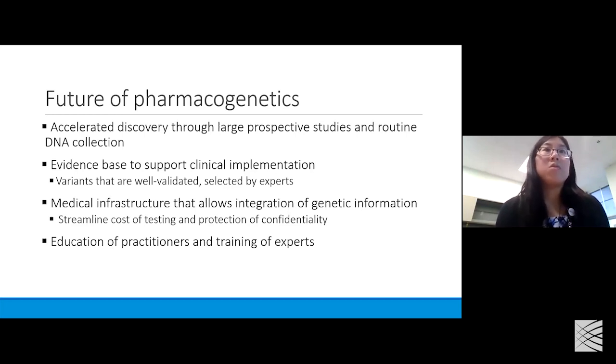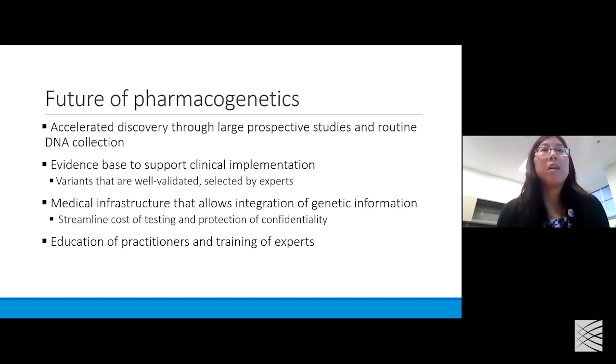We need an evidence base to support implementation, and some of the variants that are selected to be carried forward into clinical use need to be well validated. They need to be common enough that it's worth measuring in the general population, and then we need guidelines for interpreting test results and experts to help guide that. We also need, we didn't really talk about this too much in this talk, infrastructure in the healthcare system and the medical record system that allows the integration of genetic information.